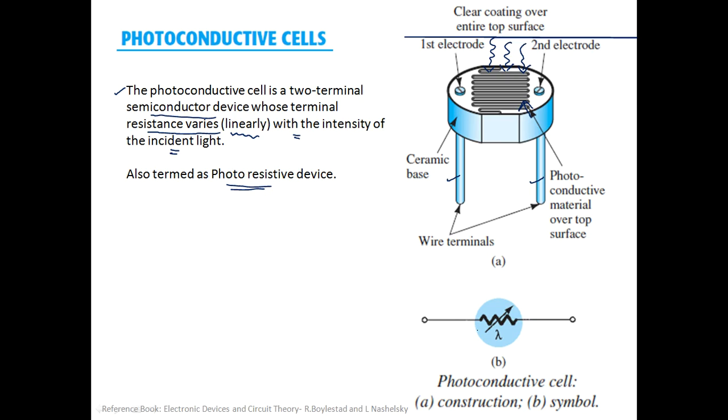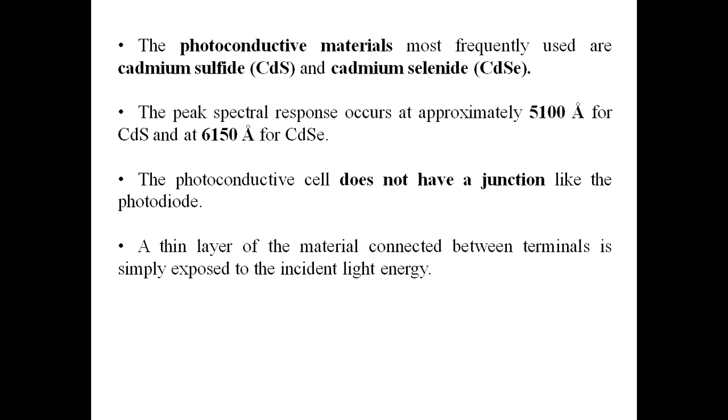What about the symbol? Just look at the symbol. It almost appears to be a variable resistor itself, but since it is a photoconductive cell, it's a variable resistor surrounded by a circle. That's it. Fine. So some important points.